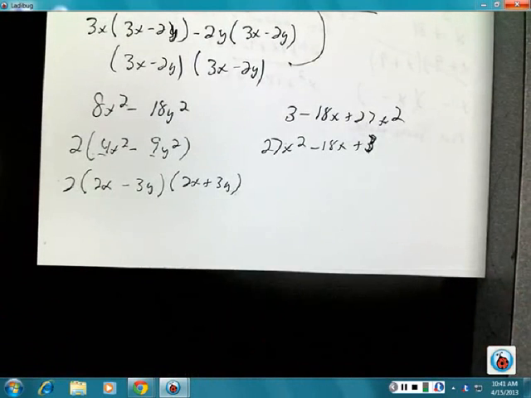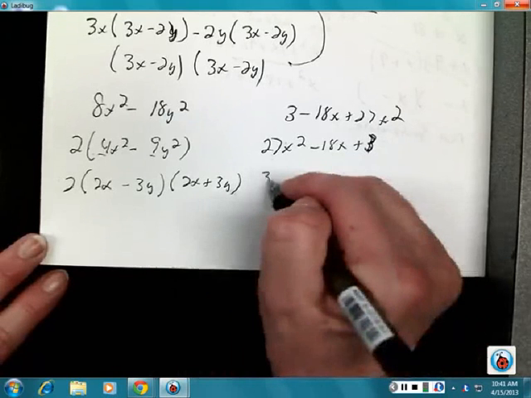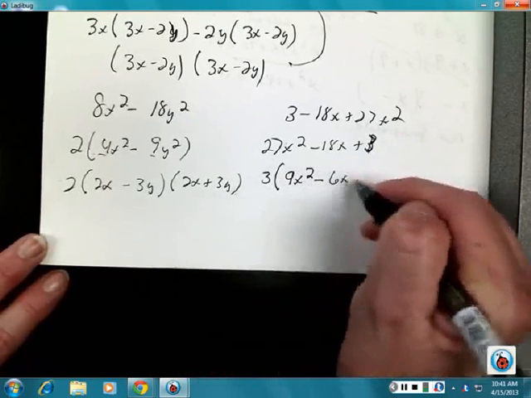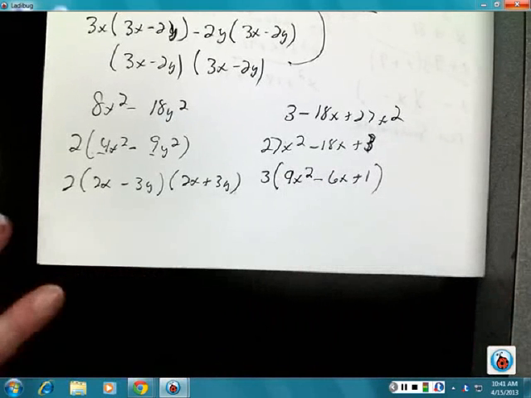Just an example. So what can I do to this thing? Is there anything I can do to it? Pull out a 3. Leaves me with 9x squared minus 6x plus 1.